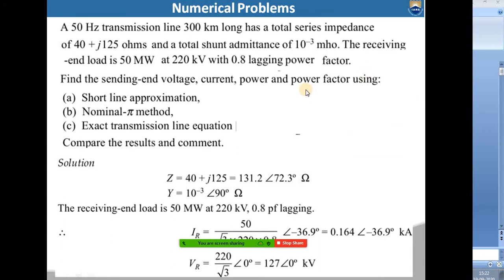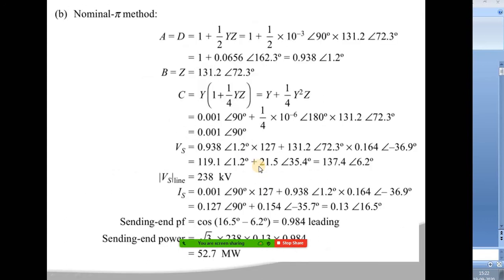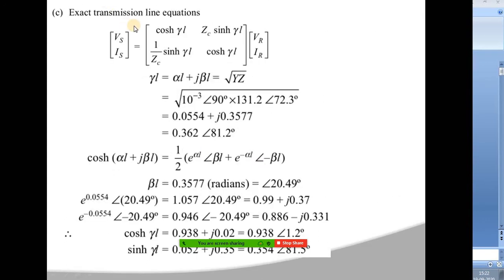Yesterday we were doing this problem, under which we completed the A and B bits. So let us see the C bit, which is the exact transmission line equation method. So go to the C, exact transmission line equation.